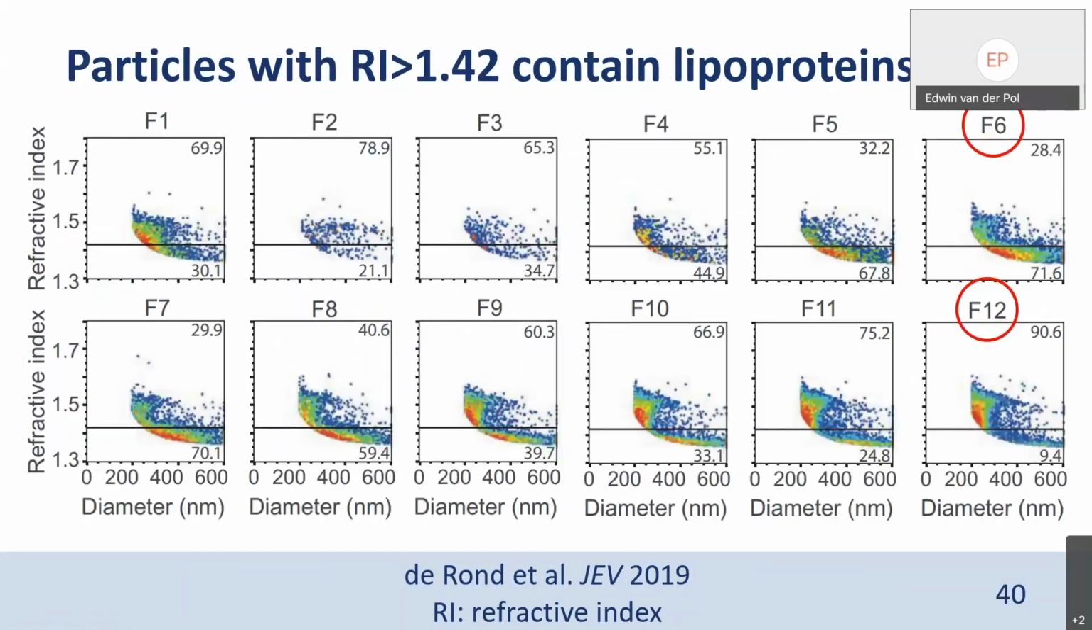So, and here are the flow SR results. If we focus mainly on fraction 6 and fraction 12, you can see that in fraction 6, which is the vesicle fraction, most particles had a refractive index below 1.42, whereas in fraction 12, most particles had a refractive index higher than 1.42, indicating that those are most likely lipoprotein particles, chylomicrons.